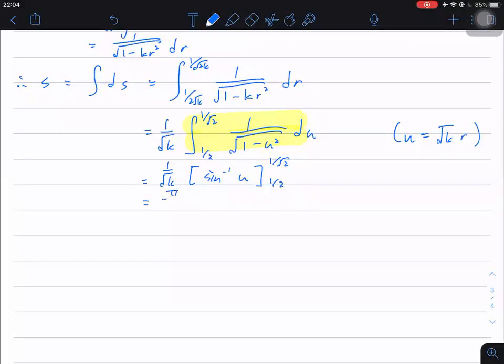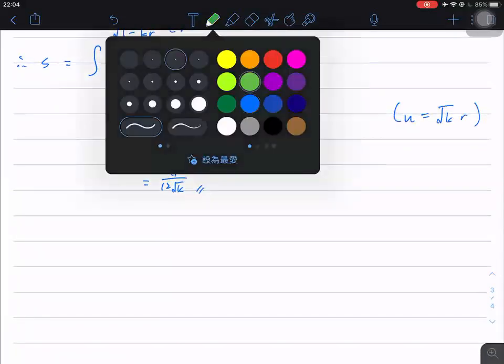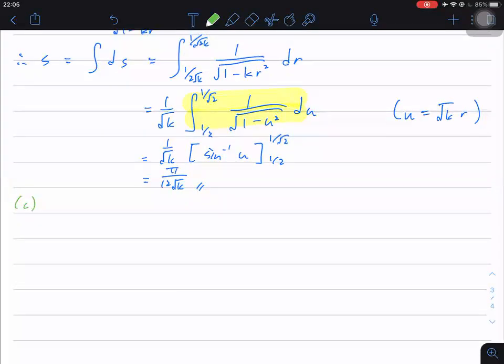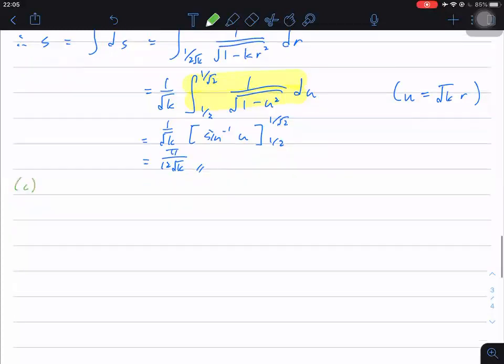So the answer is pi over 12 root k. Okay, so that's the radial distance. And for part C, you have to find the volume included, basically the volume of the spherical shell, with the lower bound and the upper bound of the radius the same as part B.